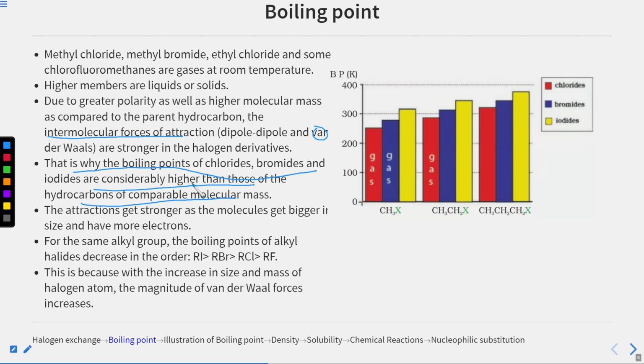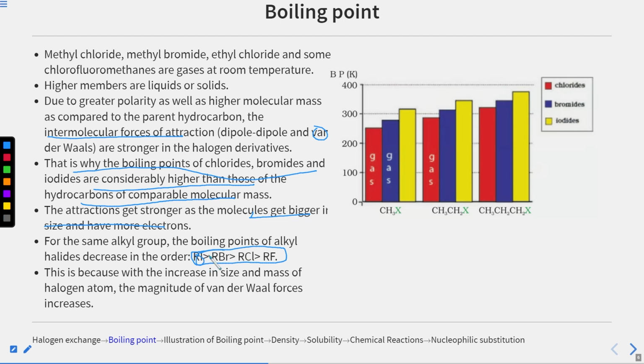But if we see the comparison between corresponding haloalkane and alkane, then you will see that the haloalkane will have a greater boiling point due to dipole-dipole interaction and van der Waals interaction. Now this attraction gets stronger as the molecule gets bigger and bigger. So this should always be kept in mind, that as the size increases, this van der Waals force also increases. For the same alkyl group, the boiling point is this.